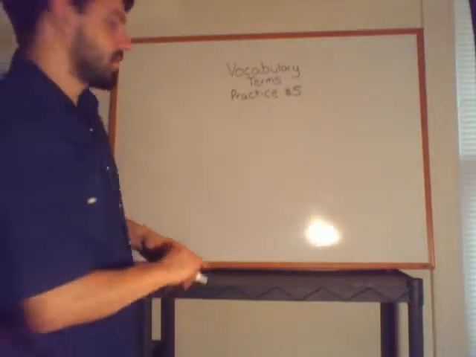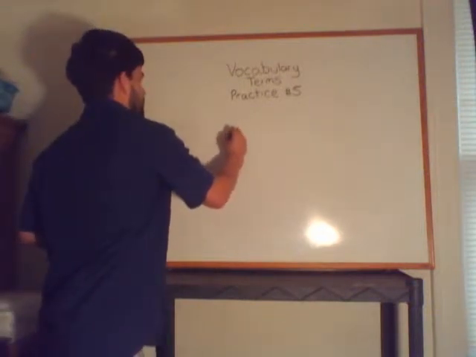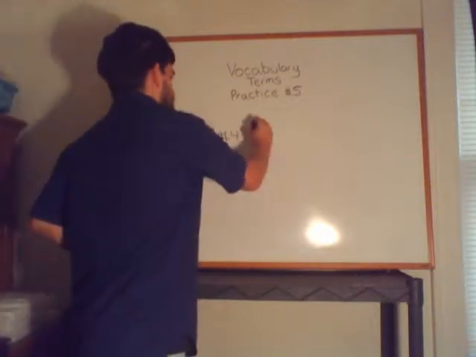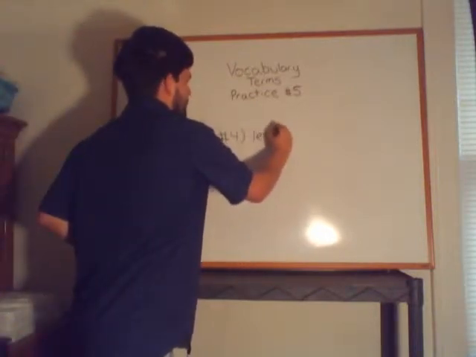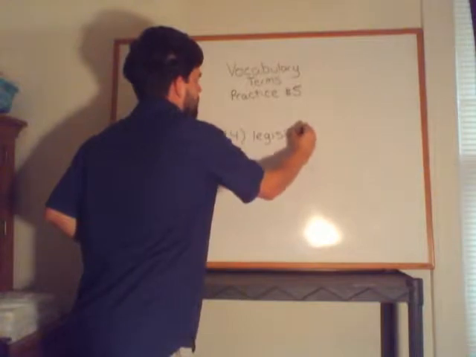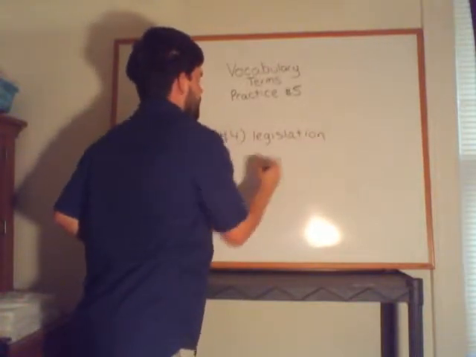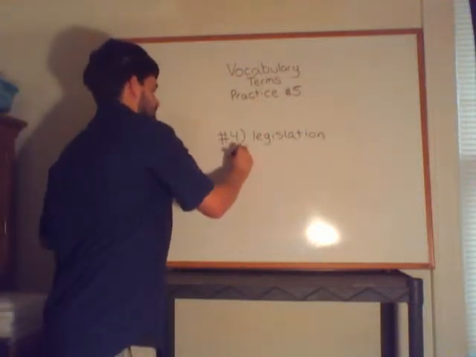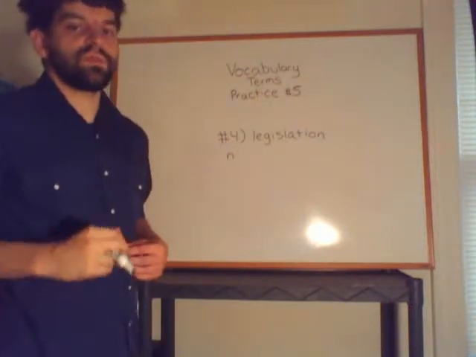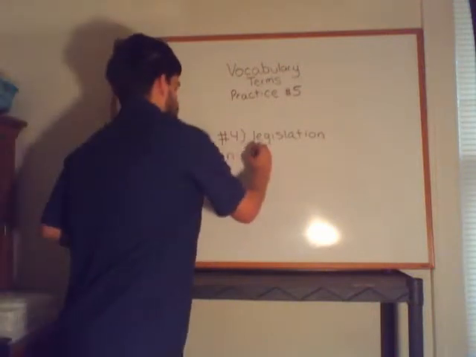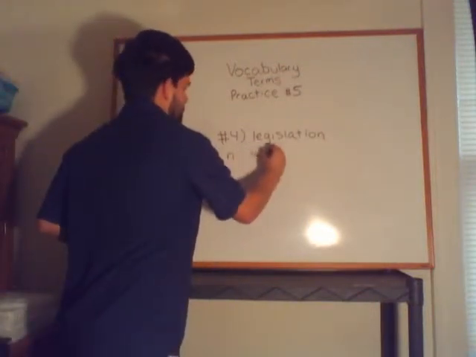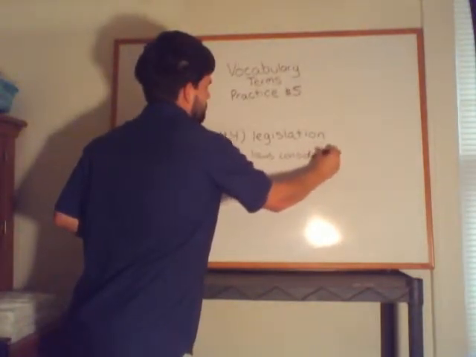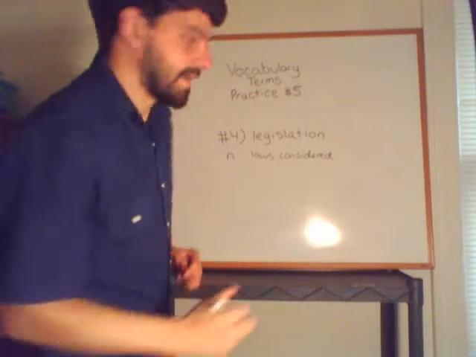Let's look at our fourth word. Our fourth word is the word legislation. It is spelled legislation. Now, legislation's definition by its context is a noun, and its definition is very blunt and short. It is defined as laws considered collectively.